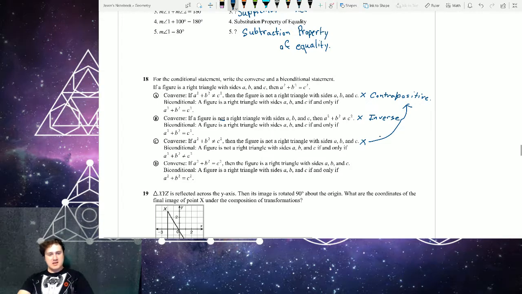So then that just leaves us one extra option. Let's just make sure that not all of them are wrong. If a squared plus b squared equals c squared, okay, so it's not a not, we're good. It's just switched. It came to the front. Then the figure is a right triangle with sides a, b, and c. Alright, works out. Biconditional takes the first part if and only if the second part. So a figure is a right triangle with sides a, b, and c if and only if a squared plus b squared equals c squared. Yeah, that works. So D is the correct choice.